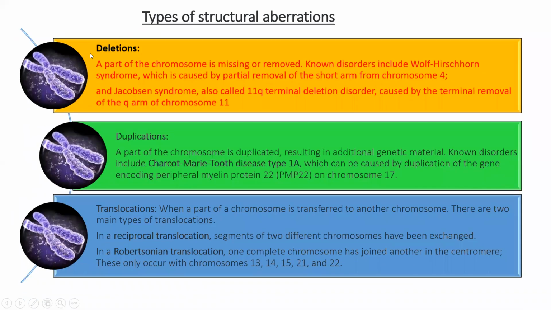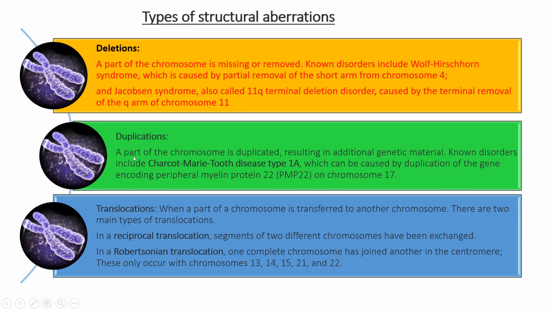First is the deletion. What is meant by deletion? A part of the chromosome is missing or removed. Known disorders include Wolff-Hirschhorn syndrome, which is caused by partial removal of the short arm of chromosome 4. And another syndrome is Jacobsen syndrome, also called 11q terminal deletion disorder. It is caused by the removal of the q arm of chromosome 11. These are the examples of deletion.